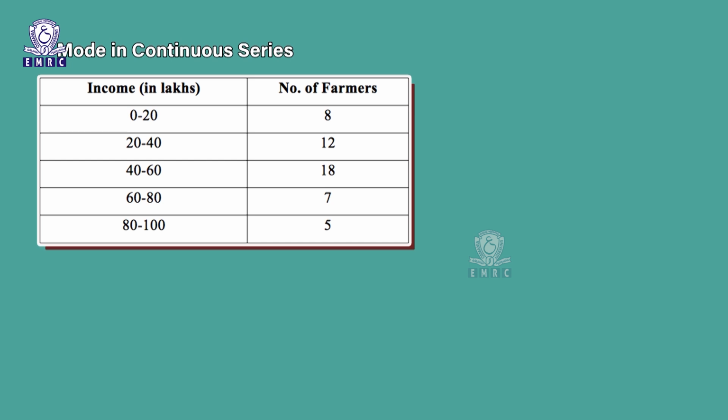Mode is the most repeated frequency in the series. If we see the series, 18 farmers are earning between rupees 40 lakhs to 60 lakhs. So, 18 is our modal group. Now, we are going to use the formula to calculate the modal value.